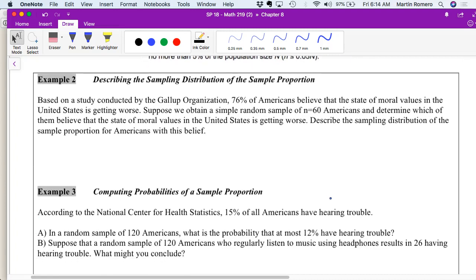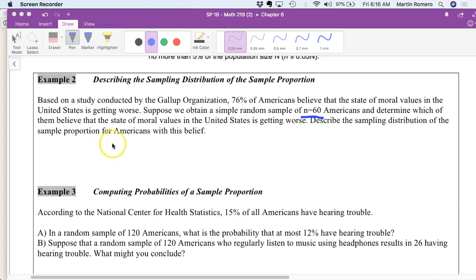Example 2, let's take a look. What do we got here? Based on a study conducted by the Gallup organization, 76% of Americans believe the state of moral values in the United States is getting worse. Suppose we obtain a simple random sample, n equals 60, of Americans, and determine which of them believe the state of moral values is getting worse. Describe the sampling distribution of the sample proportion of Americans with this belief.